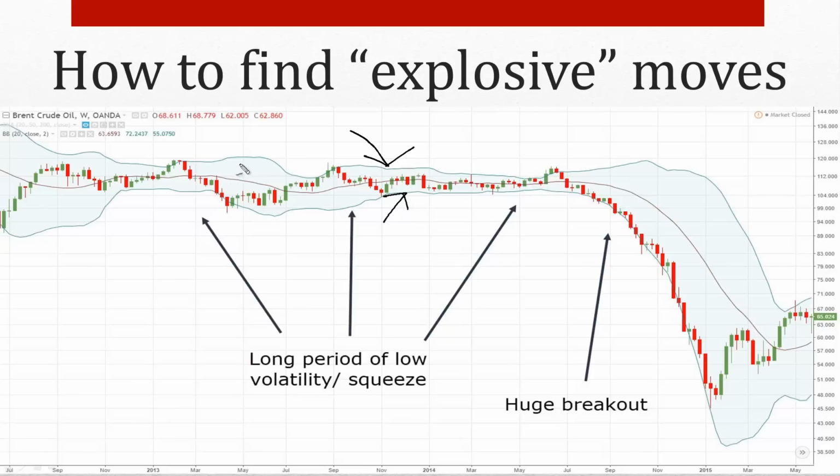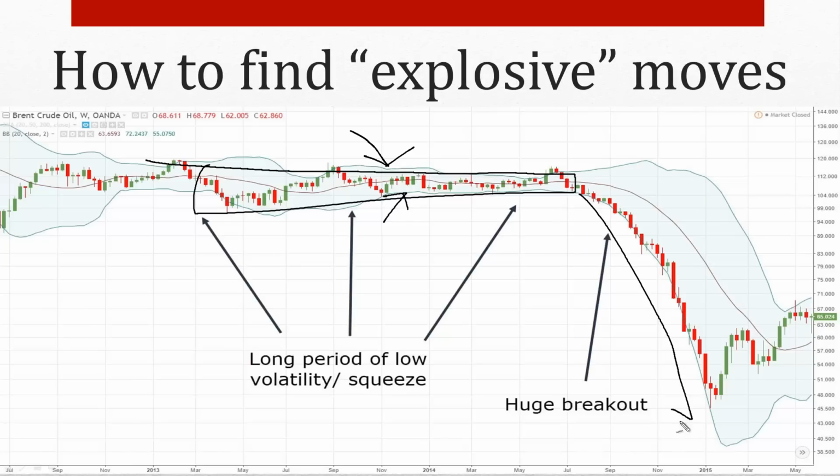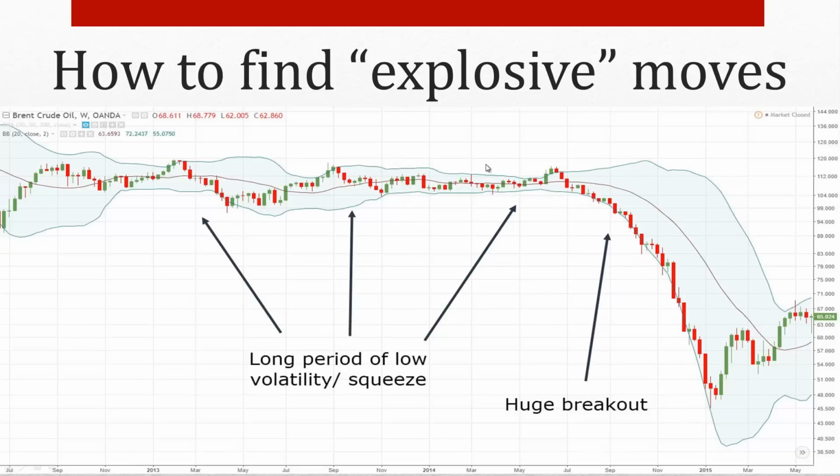You can see that volatility has shrunk, and then boom, massive breakdown over here on crude oil. So the Bollinger Bands could give you a signal that this market could possibly have a breakout move. This Bollinger Band squeeze gives you a heads up, like, hey, warning, this market could possibly break out sometime in the future. So this is how you can go about finding explosive moves in the market: by paying attention to the squeeze in the Bollinger Bands.